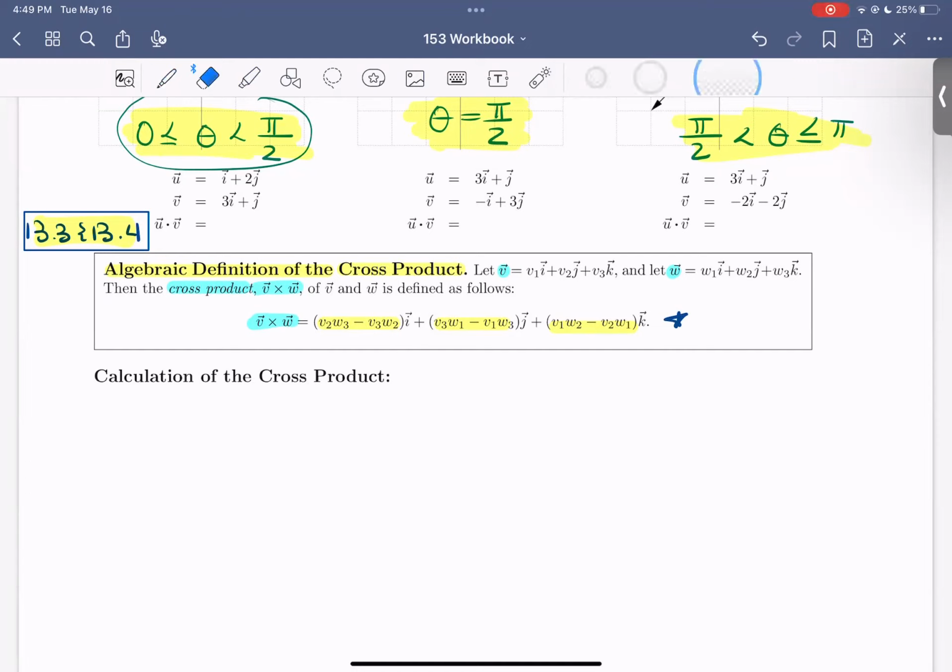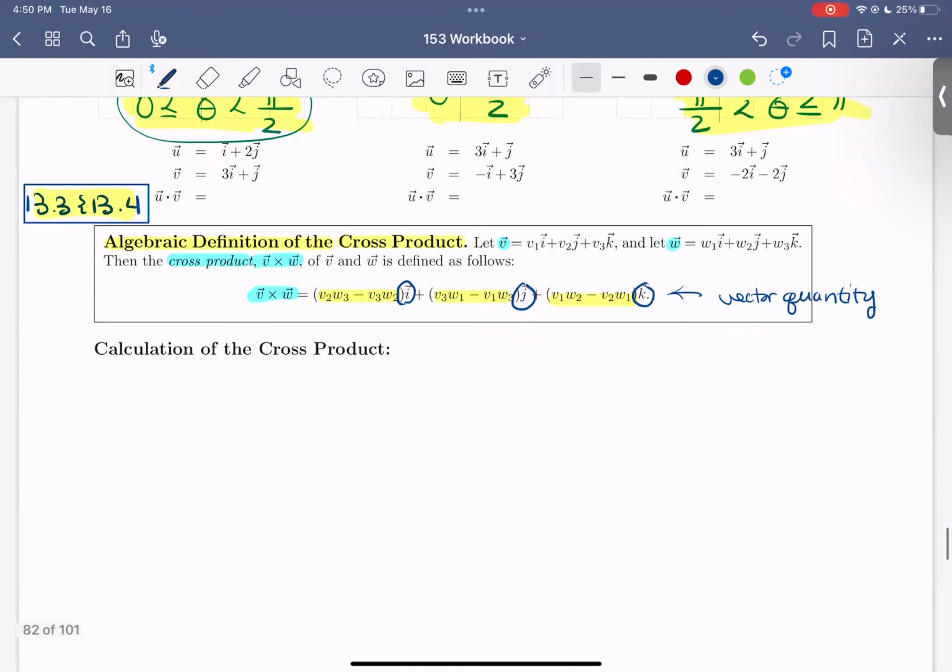Before we look at that, I just want us to reflect on what this cross product is. Notice that we still have an i, a j, and a k vector in this product. So what we get in the end is a vector back. This is a vector quantity. In the dot product, we got a scalar when we took the dot product of two vectors. For a cross product, we get a vector.